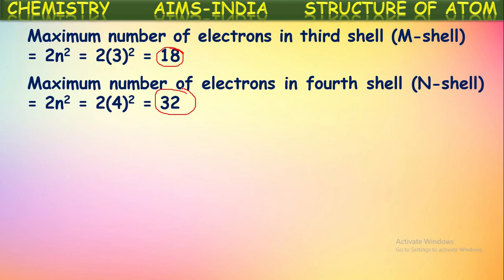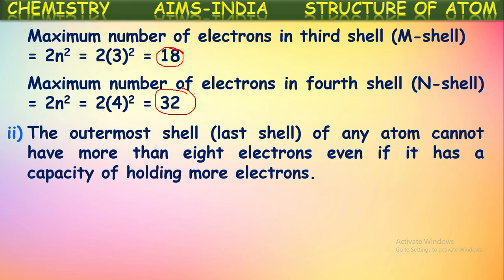Even though they can accommodate these many electrons, the next rule is that the outer shell of an atom cannot have more than 8 electrons, even if it has the capacity of holding more electrons. Even though it has the capacity for holding more electrons, the outermost shell of an atom can have a maximum of 8 electrons only. If it is filled with 8 electrons, the remaining electrons will go into one more outer orbit, the outermost orbit.